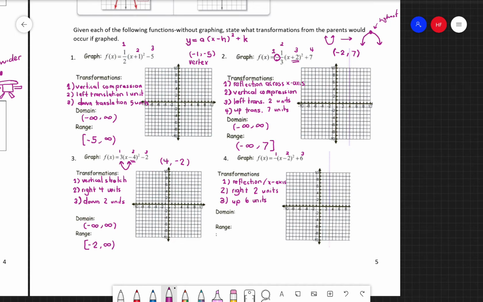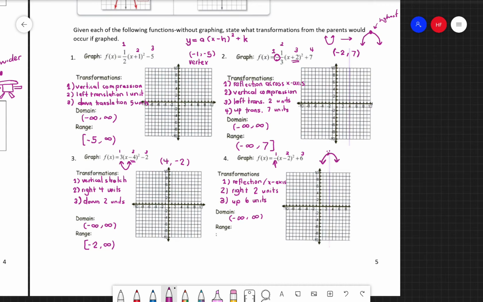So we have a reflection across the x-axis. We have a horizontal translation 2 units to the right, and then a vertical translation up 6 units. So for my domain, it's not going to change. Then my range again depends on the y value of the vertex, but I have this negative here. So I'm negative, I have a frowny face. So negative, we are opening down.